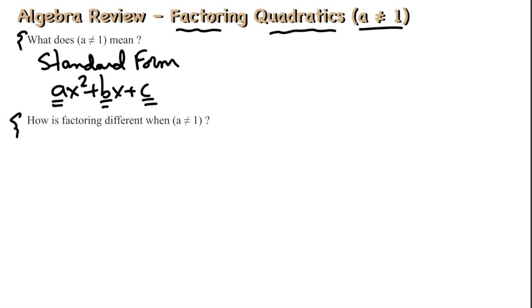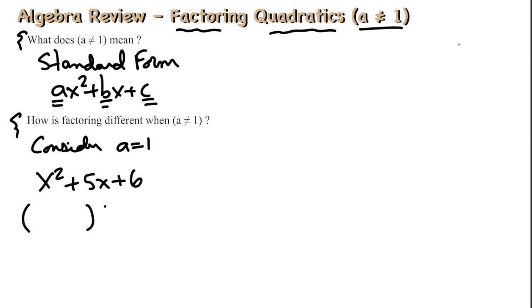So we'll start by considering an example where a equals 1. These are very easy to factor because we write our two sets of parentheses and we say, well, what do we have to multiply together to get x squared? Well, that's easy. It's just x times x. And then we say, what two numbers multiply to equal 6 but add up to 5? Well, that's 2 and 3. And we're done. That's all there is to it.